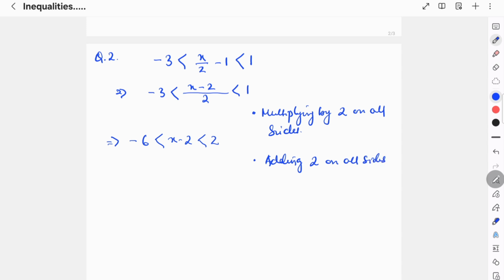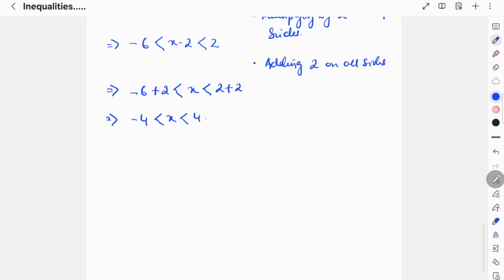Now we have to get rid of this negative 2. So we will be adding 2 on all the sides. So this becomes minus 6 plus 2, and middle part is x, and then we get 2 plus 2, that is 4. So we have negative 4. So x is greater than negative 4 and x is less than 4. So the value of x will lie between negative 4 and 4.